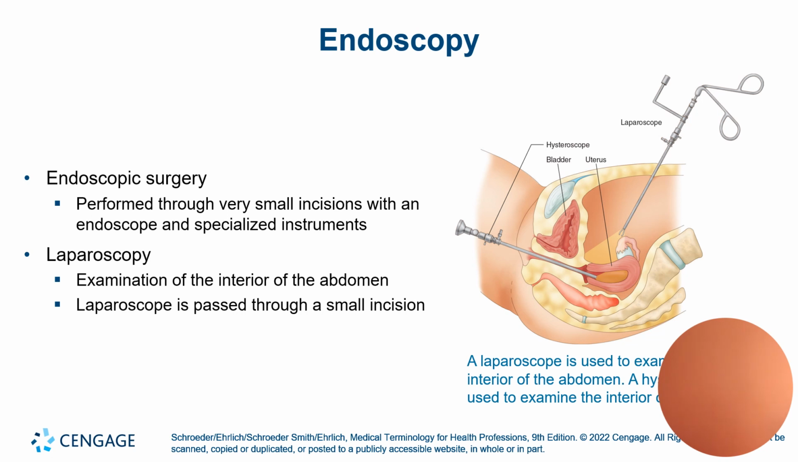They can take specimens to be biopsied, or even perform surgical procedures such as a laparoscopic cholecystectomy, which would be the removal of the gallbladder through a laparoscopic procedure. Or we can do a laparoscopic assisted vaginal hysterectomy. So a variety of laparoscopic procedures that can be done surgically.